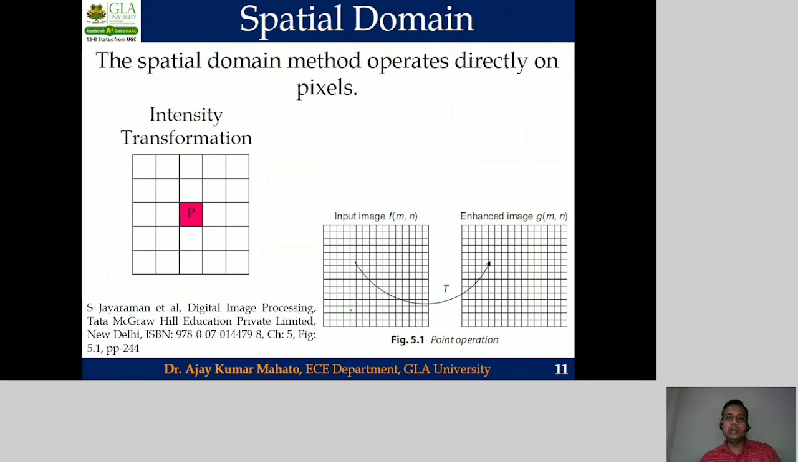First we will discuss intensity transformation. In intensity transformation we will consider only the particular pixel P. We do not consider its 8 neighborhood pixels. We will consider only this pixel P, and on this pixel P we will perform our image enhancement, and as a result we will obtain our enhanced image output. You can understand the same thing in this figure.